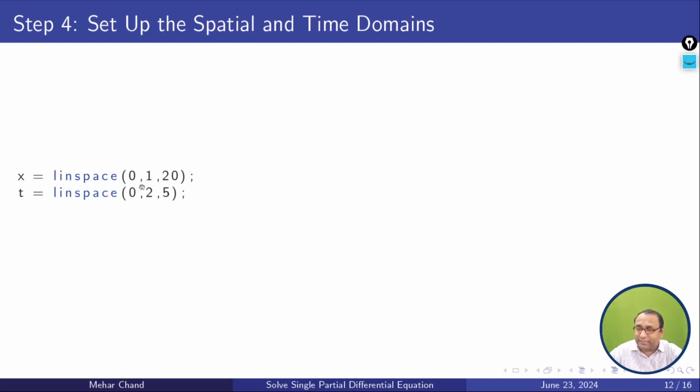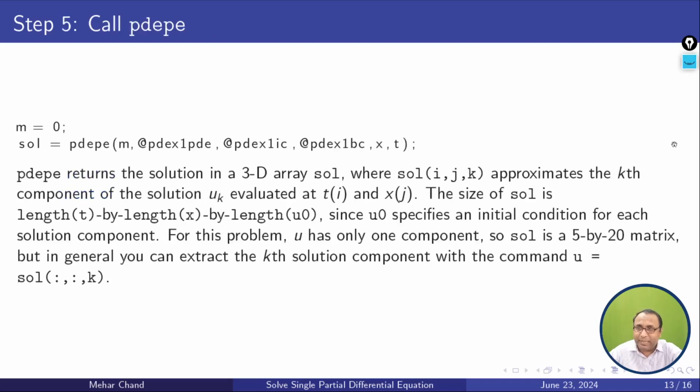So 0 and 1 is the interval, and we divide this interval from 0 to 1 into 20 grid points. Similarly, we have linspace(0, 2, 5) for time, so the grid points we have are 5. Then we need to call the function pdepe, and for this problem we have m equal to 0, since the given equation is in Cartesian form.